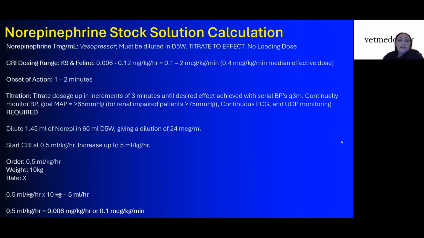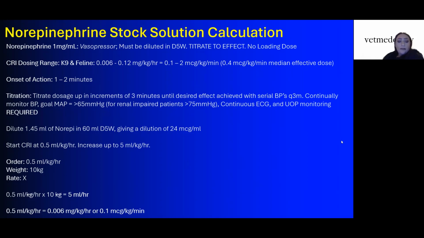The onset of action is 1 to 2 minutes. For your titration, you're going to titrate the dosage up in increments of 3 minutes until the desired effect is achieved, with serial blood pressures every 3 minutes. Continually monitor the blood pressure. The goal mean arterial pressure is greater than 65 millimeters mercury again. For renal impaired patients, it's greater than 75 millimeters mercury though. And you're going to have continuous ECG going, and UOP monitoring is required.